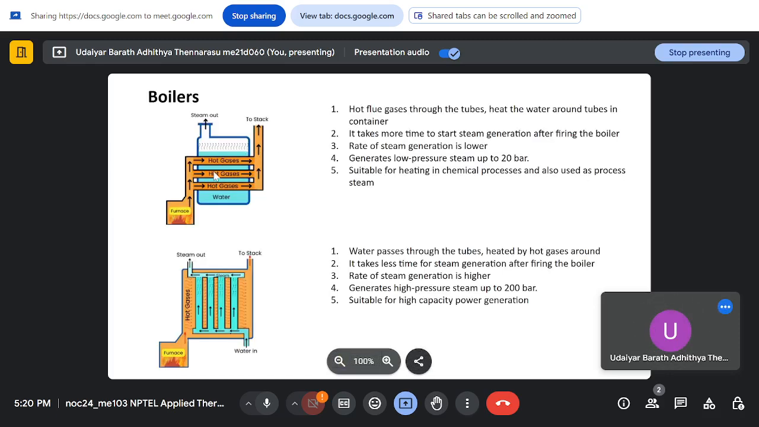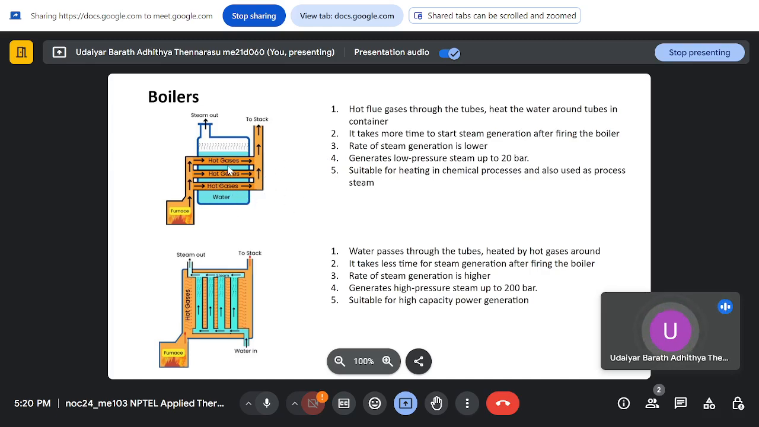Then we saw boilers. So boilers you have of two types. So your fire tube, where you have hot gases passing through the tubes, and then the normal conventional boiler where water is passed, and both are arrangements of a shell and tube. So here hot flue gas passes through the tube and it heats the water surrounding the tubes. So this takes more time for the plant to start, because the rate of steam generation is lower, and it also generates low pressure steam.